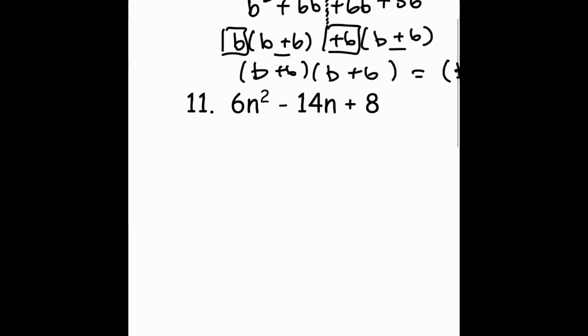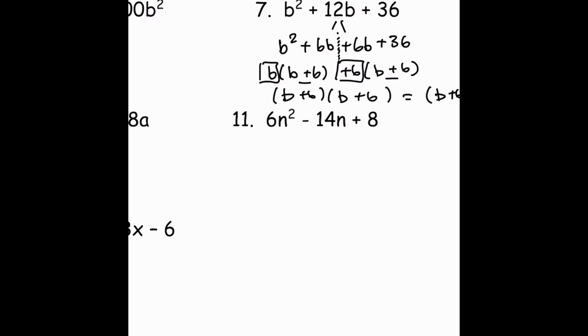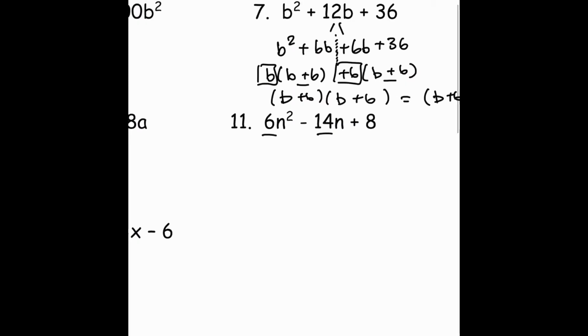Let's look at 11. 6n squared minus 14n plus 8. They're all even, so that's a good thing. We can factor out a 2. If I pull out a 2, what's left behind? 3n squared minus 7n plus 4.